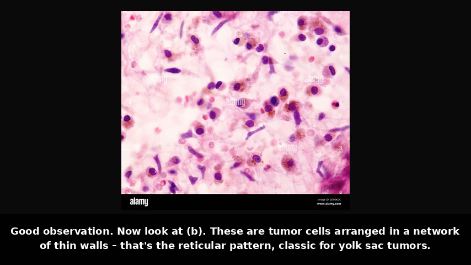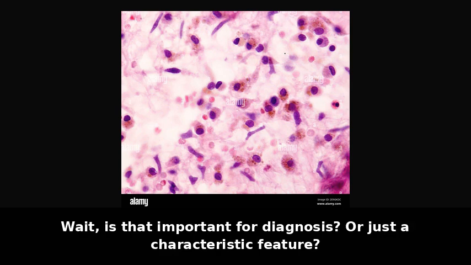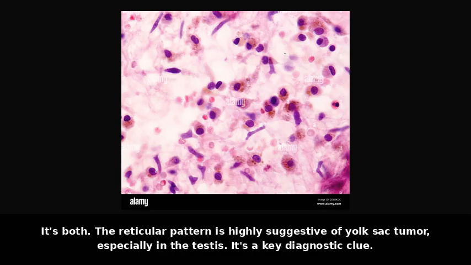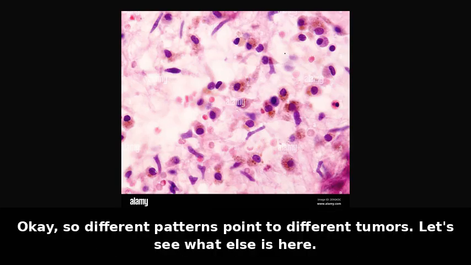Now look at B. These are tumor cells arranged in a network of thin walls. That's the reticular pattern. Classic for yolk sac tumors. Wait, is that important for diagnosis? Or just a characteristic feature? It's both. The reticular pattern is highly suggestive of yolk sac tumor, especially in the testis. It's sort of a key diagnostic clue. Okay, so different patterns point to different tumors.